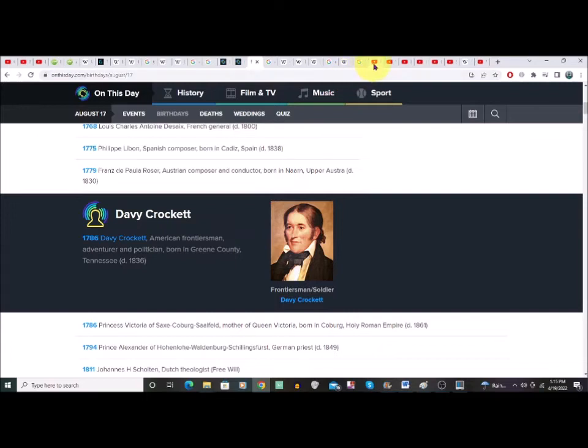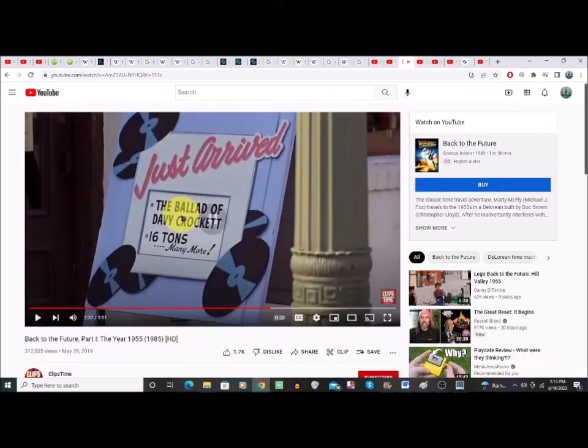Yes, in Back to the Future. I want to show you this. Let's see if I've got it. Okay, Bring Me a Dream. Okay, here we are, Davy Crockett, The Ballad of Davy Crockett. When he walks into the diner and meets George for the first time, again, another reference to George.